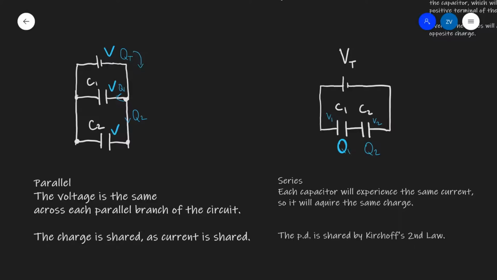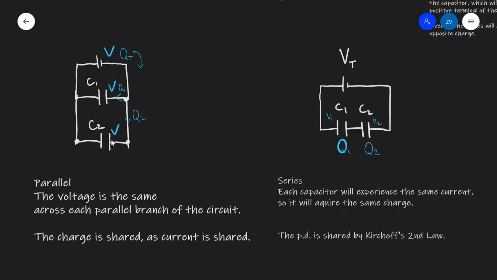Here are a couple of more commonly misunderstood facts about capacitors in a series and in a parallel circuit. Let's start off with a parallel circuit. First off, because this is a parallel circuit, the potential difference is exactly the same across all the different parallel branches. So the potential difference of our source of EMF, in this case a cell, is going to be the same as the potential difference over the first capacitor when fully charged and the potential difference over the second capacitor when fully charged.